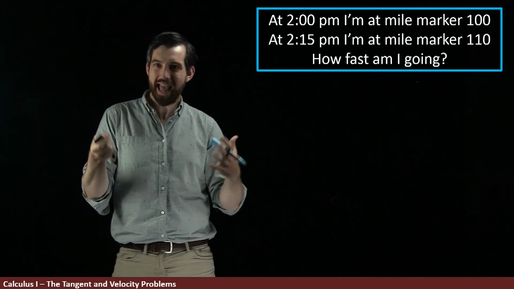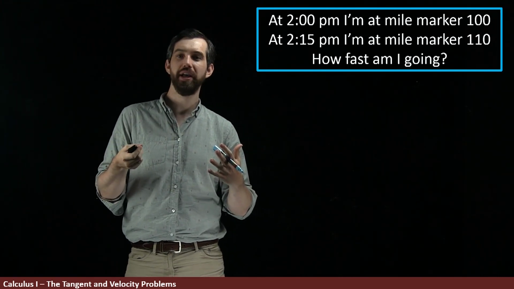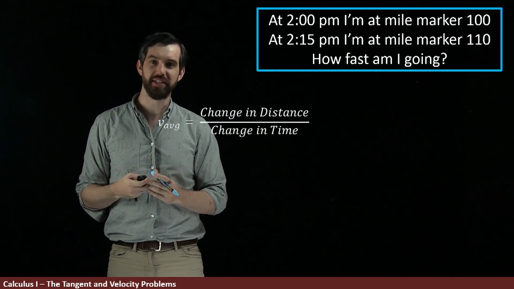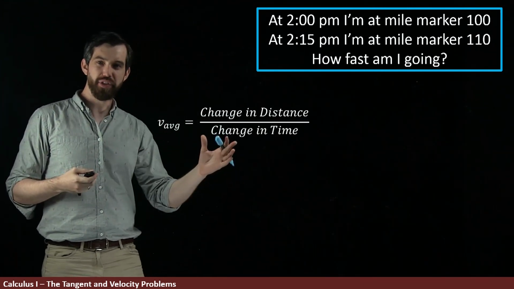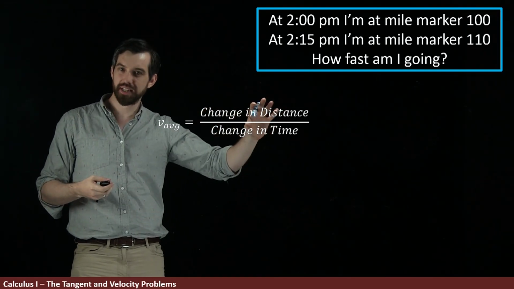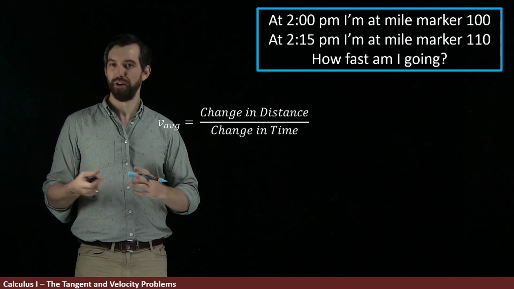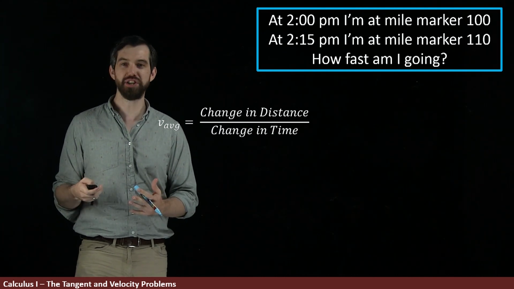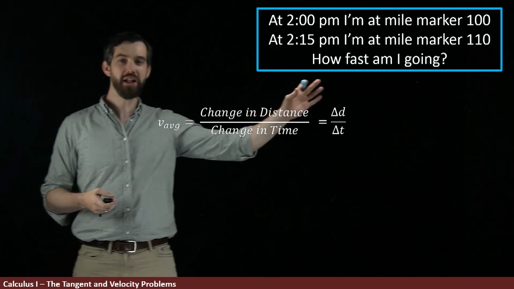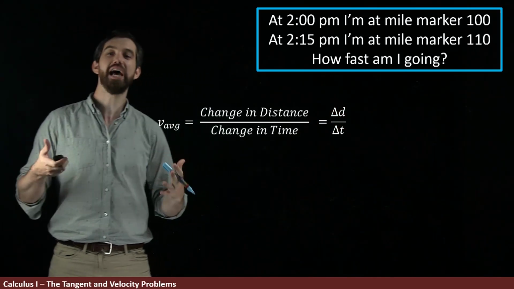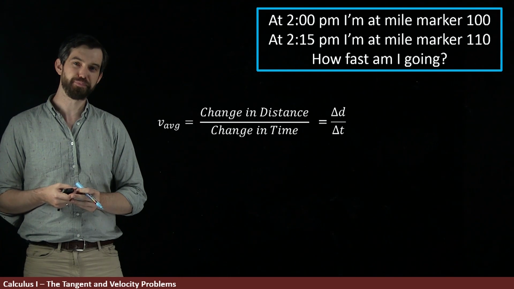One way that we could answer it is by something called the average velocity. So the average velocity is going to be the change in the distance divided out by the change in the time. Or if I want to use a little bit of mathematical notation, I could say that this is delta d for the change in the distance divided by delta t, the change in the time.